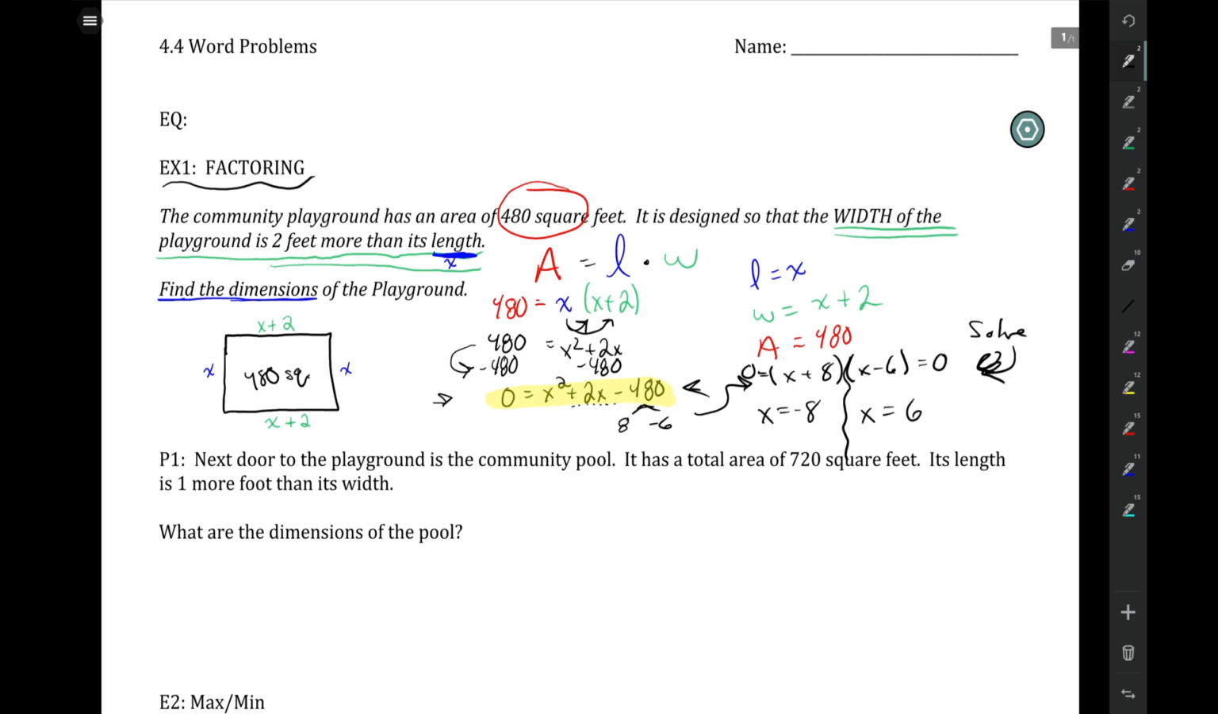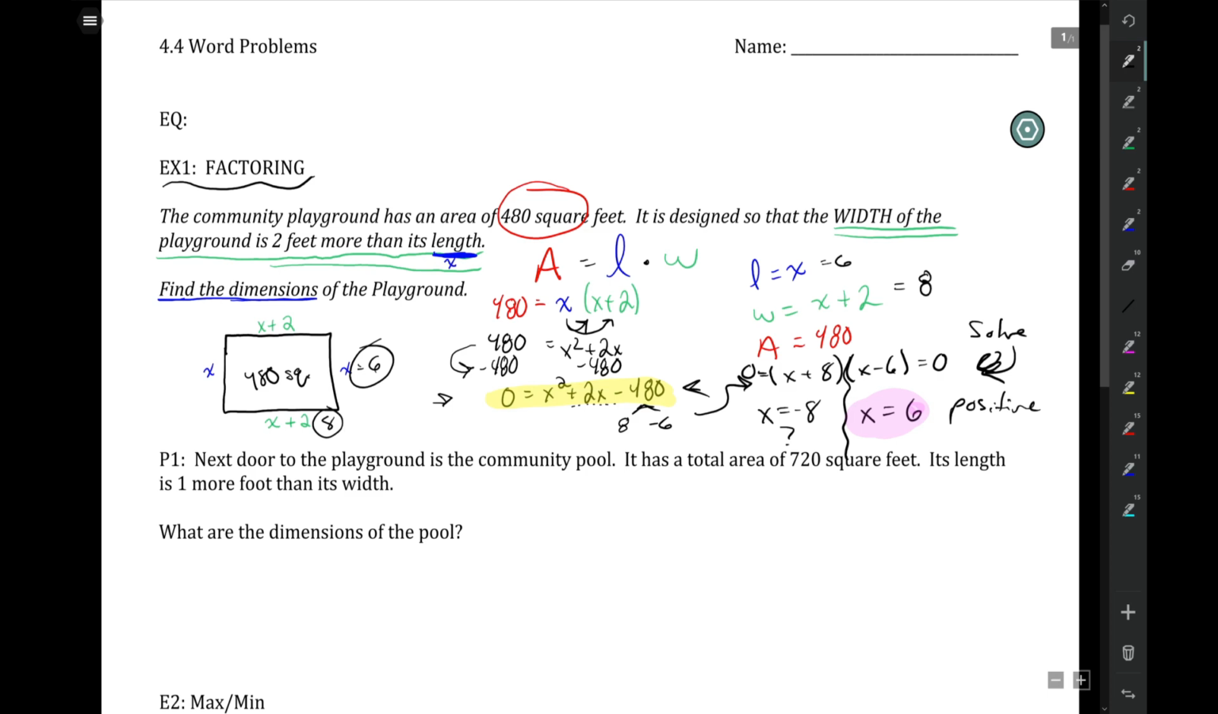Anyway, that means that 6, okay, is the length. You only want the positive answers, okay? I can't have a length of negative 8 feet. It just doesn't make sense. Now, also, that means the width then is 8, because 6 plus 2. So we know our playground is simply a 6 by 8 playground. 6 foot by 8 foot, okay? Here's an extra problem for you to try, similarly set up.